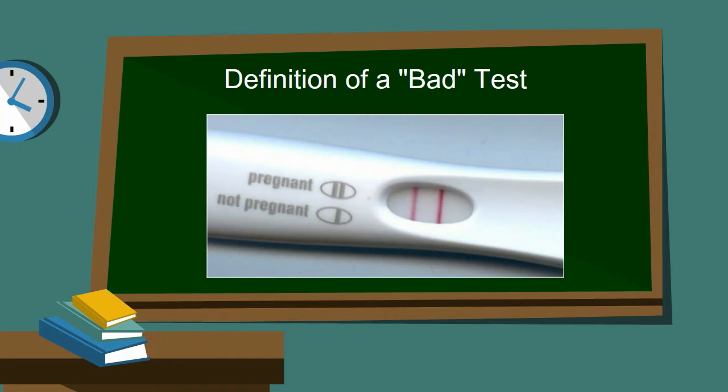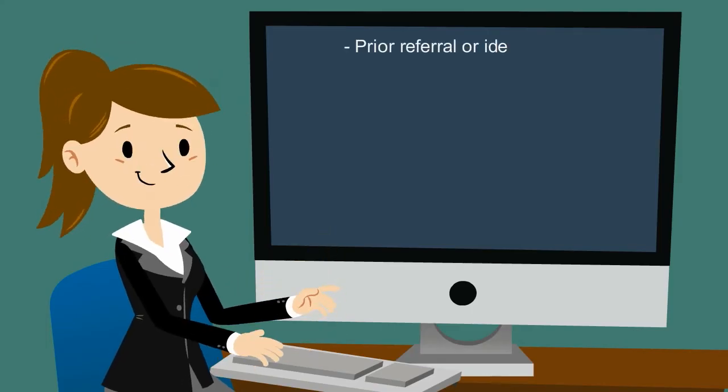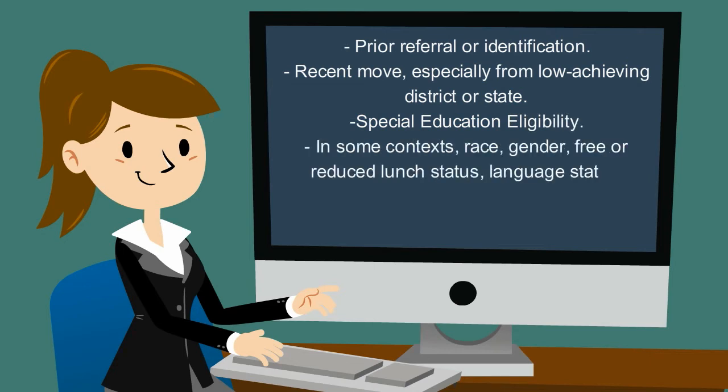When we choose our assessments, we must consider the risk that people bring to the assessment. Here, we have two people with the same symptom, but their pretest risk is drastically different. This should cause the decision maker to assess and intervene differently for these two people, even though their symptoms or their screening scores are the same. Academic risks we should not ignore include prior referral, a recent move from a low-achieving school, special education eligibility, sometimes demographic risk factors, and always class-wide, grade-wide, or school-wide proficiency problems.